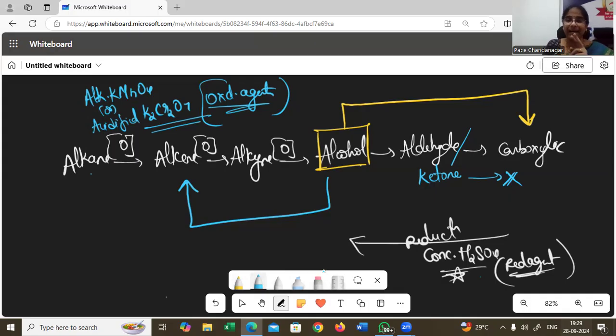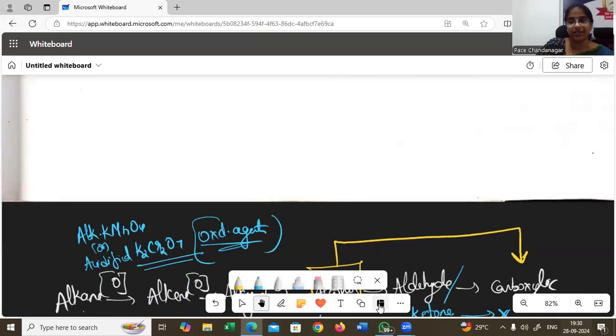So one skip, for alcohol, do one skip. Whether you go forward or go backward, just skip one. Okay. So alcohol to carboxylic, you get oxidation. Then alcohol to alkene, you get reduction. This tip, if you remember, you will have the answers right on your fingertips. All right. So this is your oxidation and reduction.